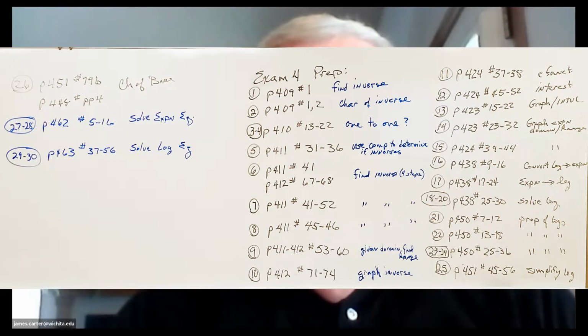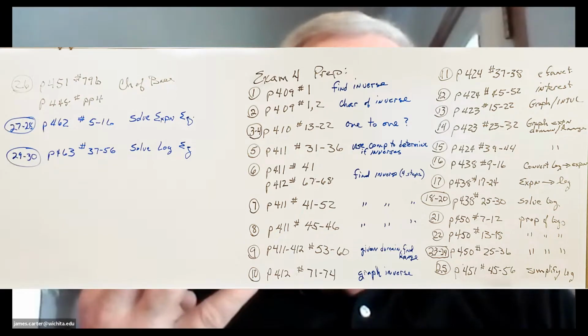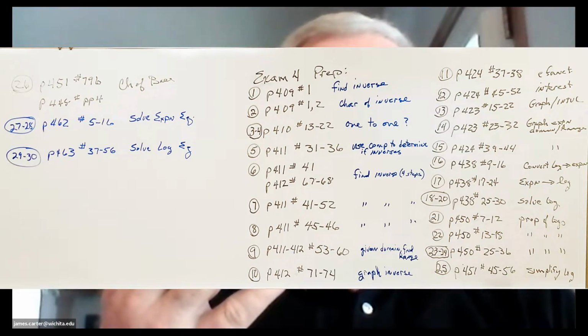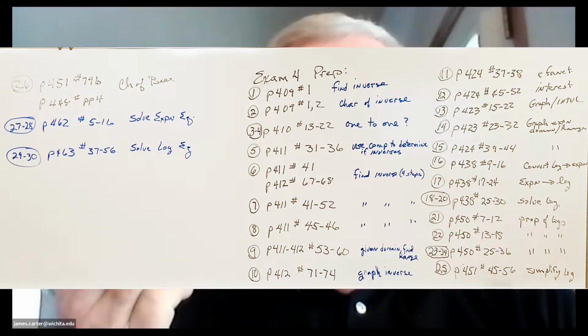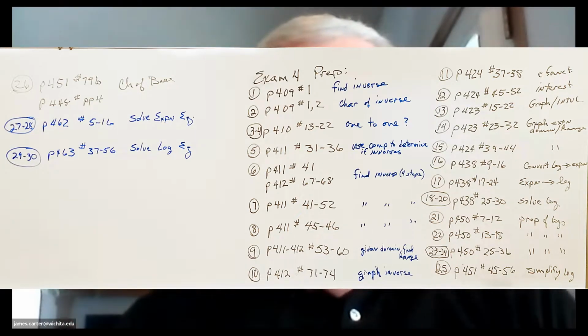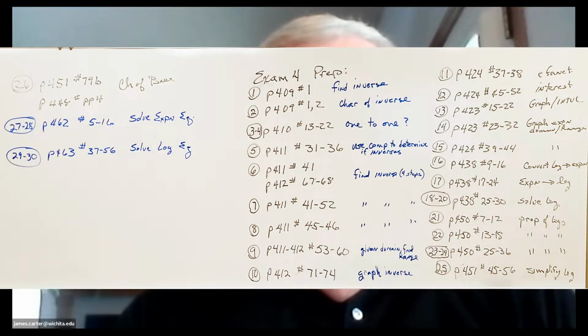Problem number 6, I give you an f of x value and you have to find the inverse. You use the 4-step method, okay? What are those 4 steps? Change f of x to y, then interchange the x's and y's, isolate the y, and then finally use the f inverse of x notation. The citation for problem number 6 is 4.1.3. The page numbers are 411, number 41, and page 412, number 67 through 68.